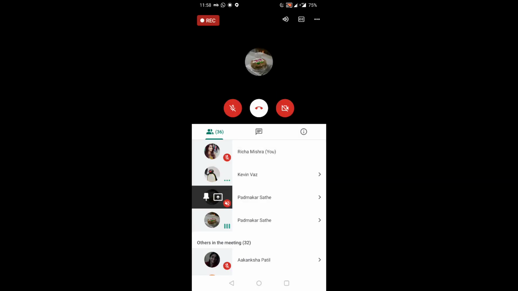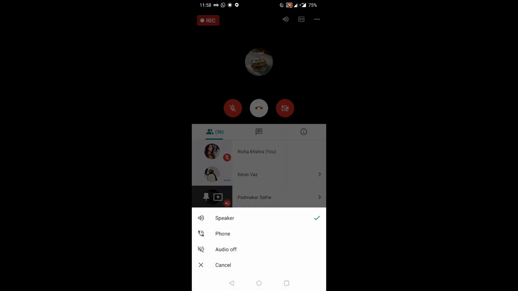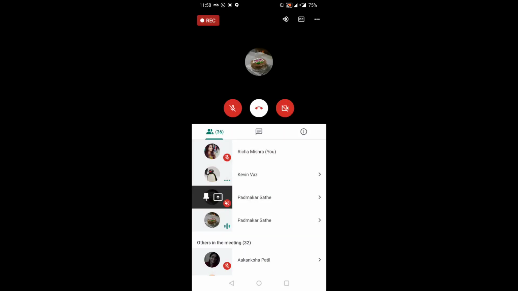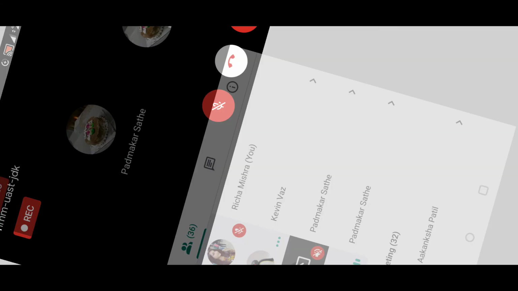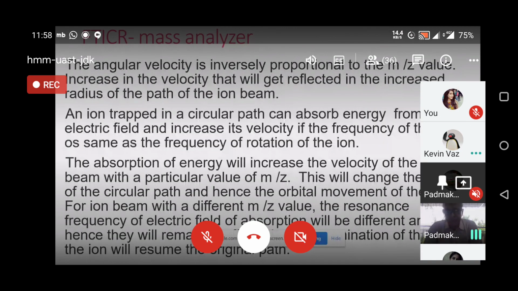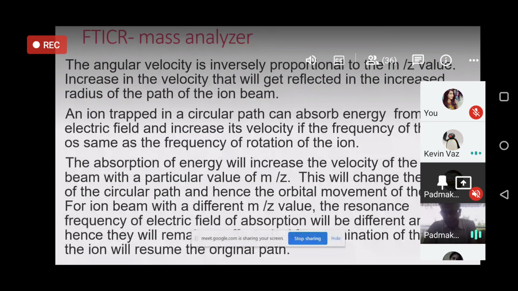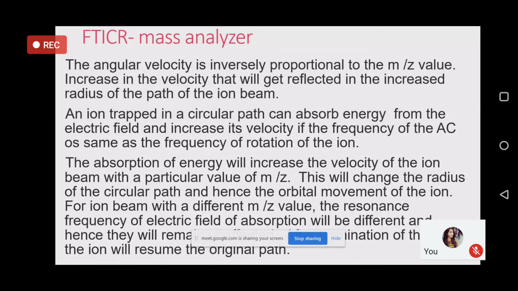The angular velocity of rotational motion is v upon r, where v is the linear velocity and r is the radius of the angular path. Now, the angular velocity will decide the time for one oscillation. One oscillation will complete 360 degrees or 2 pi radians. So the time for one oscillation will be 2 pi upon the angular velocity, so 2 pi upon omega. Correct? So the frequency will be omega upon 2 pi.